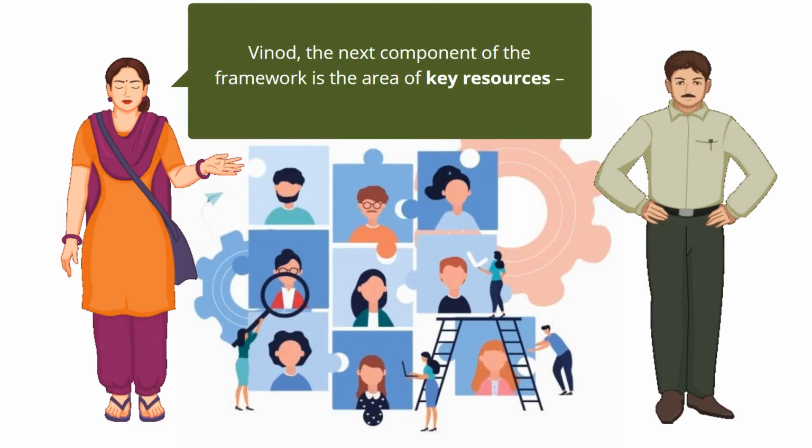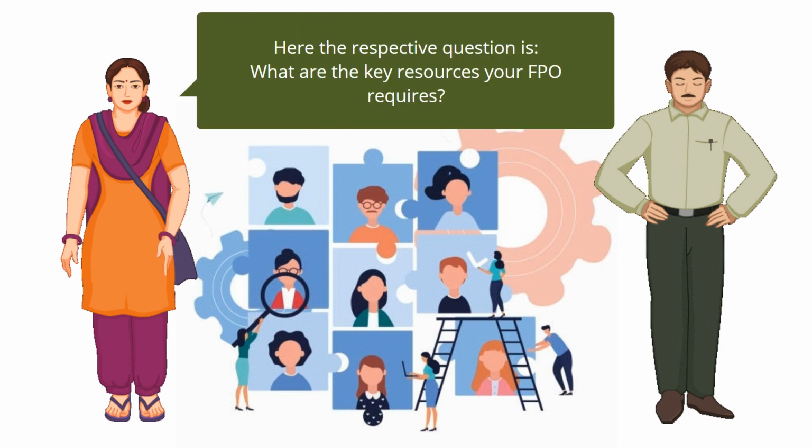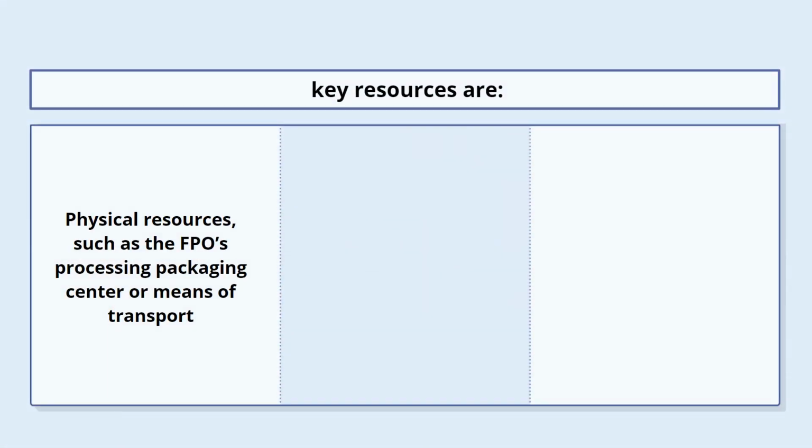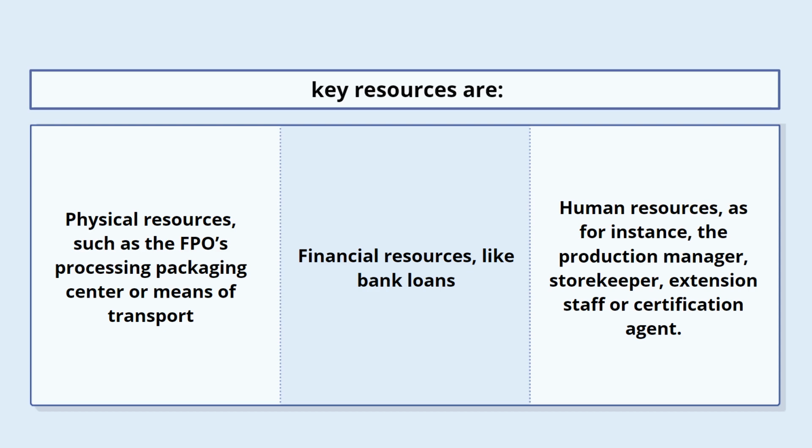Vinod, the next component of the framework is the area of key resources. Here, the respective question is, what are the key resources your FPO requires? Sarla: Concerning Samarth FPO, the key resources are physical resources, such as the FPO's processing packaging center or means of transport, financial resources like bank loans, human resources, as for instance, the production manager, storekeeper, extension staff, or certification agent.